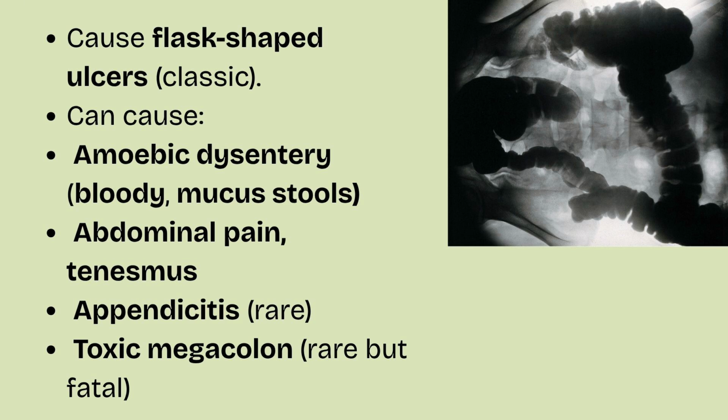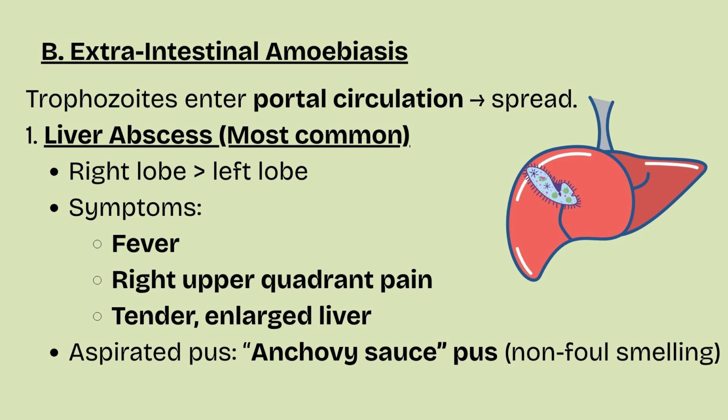It can also cause toxic megacolon. This is a condition where the large intestine becomes extremely swollen and enlarged. In some cases, the trophozoites penetrate deeper layers of the intestine, reach the bloodstream, and move through the portal vein to the liver. Here they cause amoebic liver abscess, the most common extra-intestinal complication.